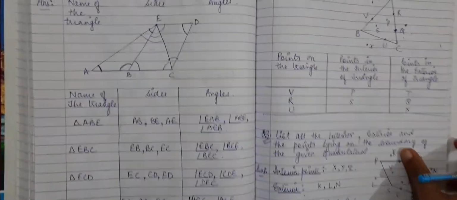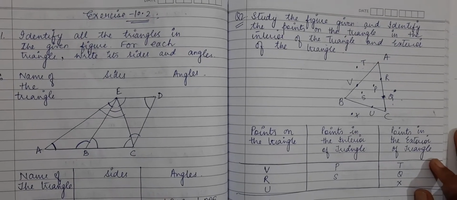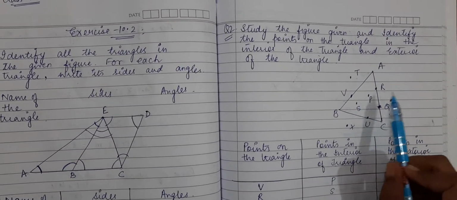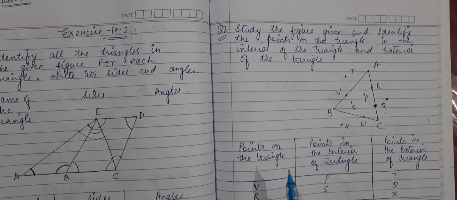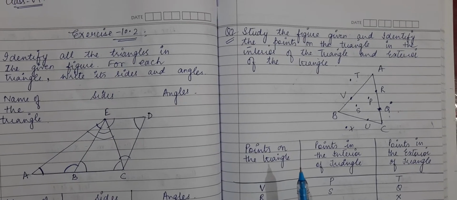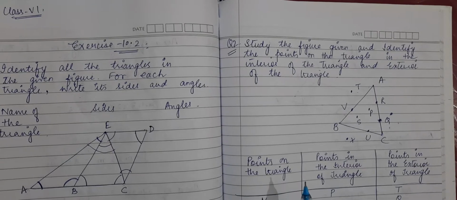Now let's move to question number 2. In question number 2, you have to tell the points which are on the boundary, in the interior and in the exterior. Now firstly, you're going to understand what it is. When I talk about interior points, interior points means the points which are inside the triangle.